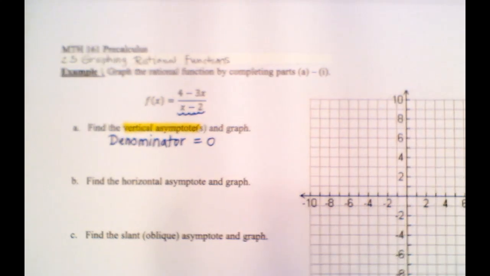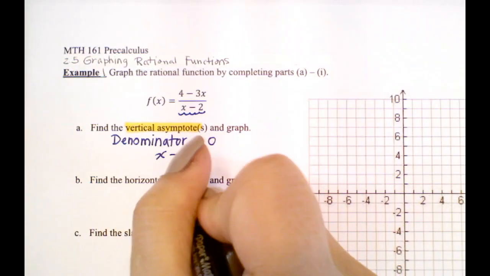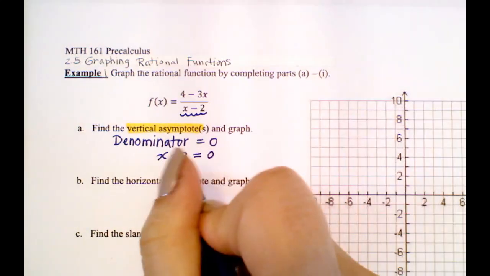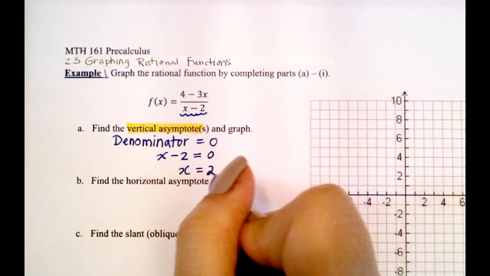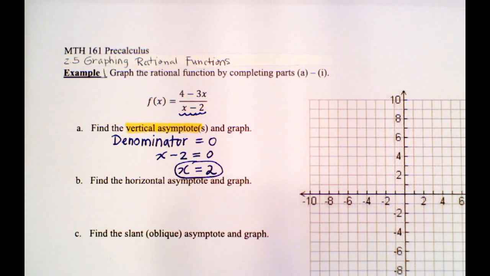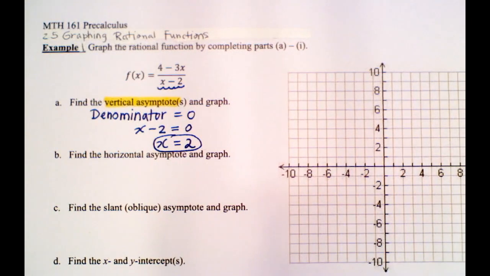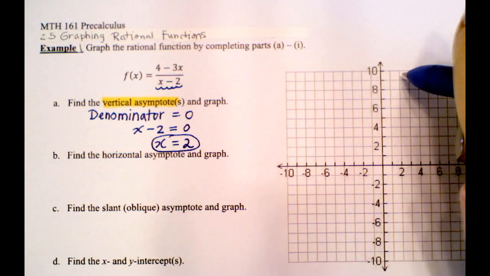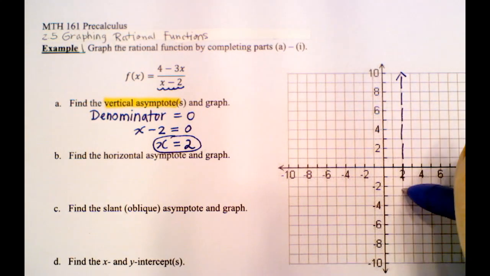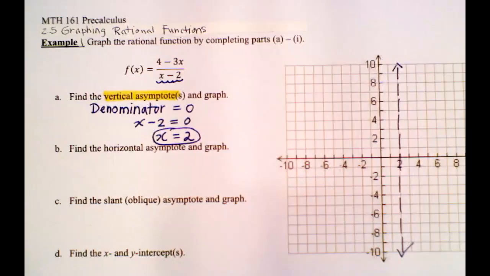So set x minus 2 equals 0. And then add 2 to both sides. We found that the vertical asymptote for this function is at x equals positive 2. So let's graph this on this graph right here. A vertical line that goes through 2 on the x-axis. There we go, we got this. Okay, so that's how you find the vertical asymptote.